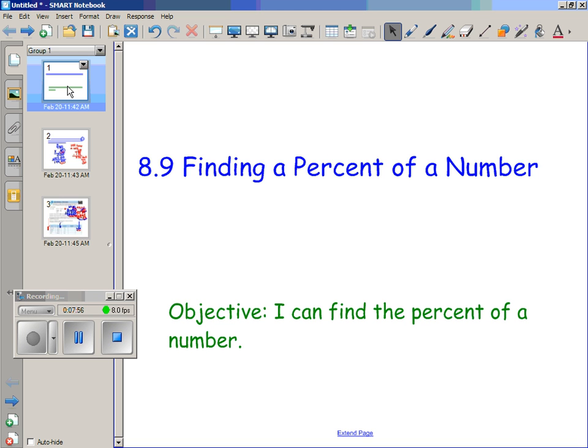So going back to our objectives again for today. Objective, I can find the percent of a number. If you can say at the end of this lesson that yes, I can do that, that is great. That means that we met our objective.